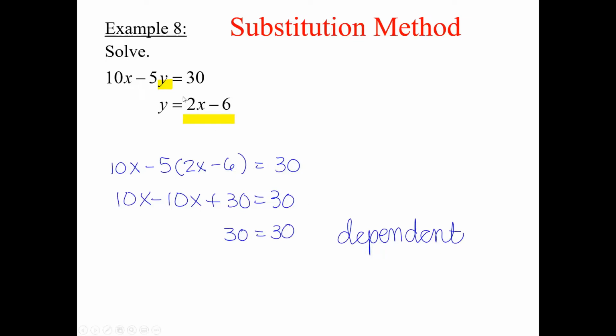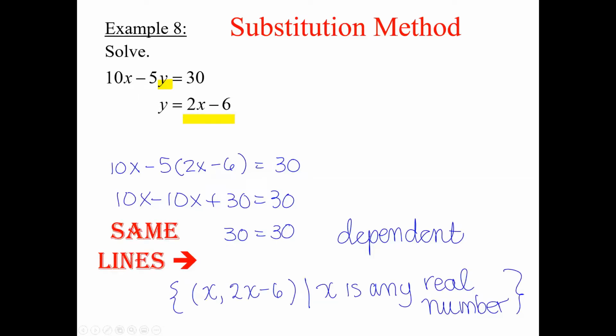Now, in this set of problems, you've already got an isolation here. We substitute this isolation for that y. We simplify it, and ultimately we get 30 equals 30. What did we say in addition when we got a truth? Well, that means that they are dependent lines, that they are the same identical lines, okay? And that there are infinitely many answers.